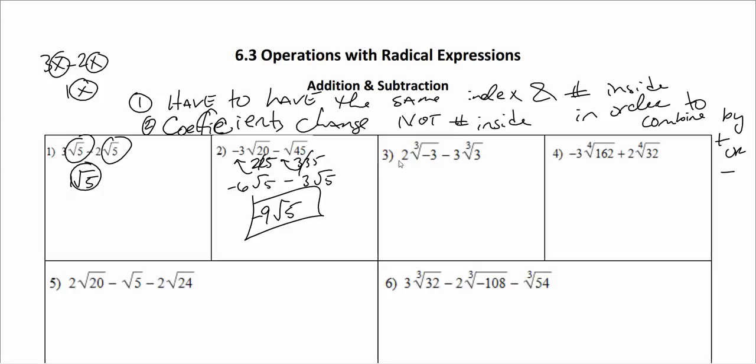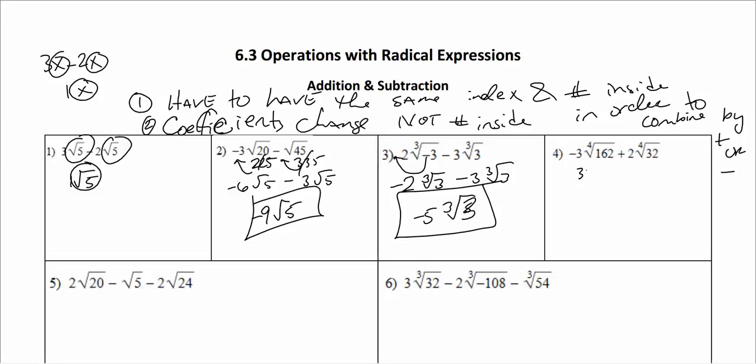So that's number 2. Number 3, well, these don't look the same, but remember I said odd root. Odd index there, negative inside, the negative automatically pops. So that's negative 2 third root of 3, minus 3 third root of 3. Now they're both the same, so that becomes a negative 5 third root of 3. There we go.